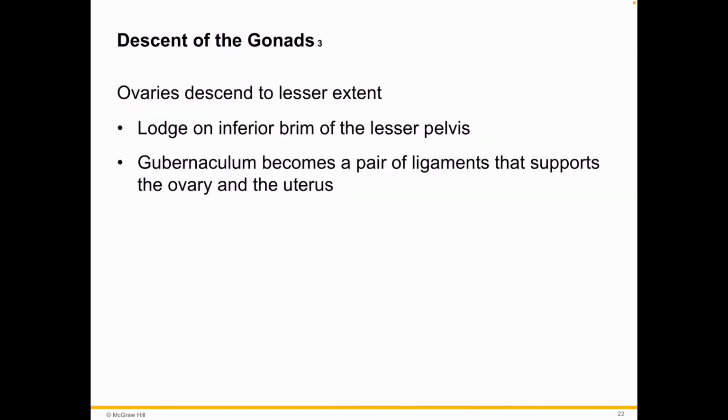Ovaries, to a lesser extent, still stay in the abdomen for the most part, and they're not going to descend outside of the body. They lodge on the inferior brim of the lesser pelvis. The gubernaculum actually becomes a pretty huge set of ligaments that support and uphold the ovary and the uterus, and we'll talk about that more later on.